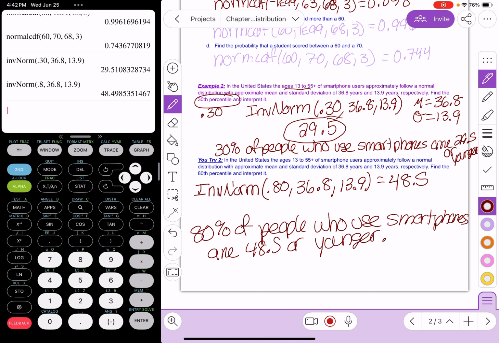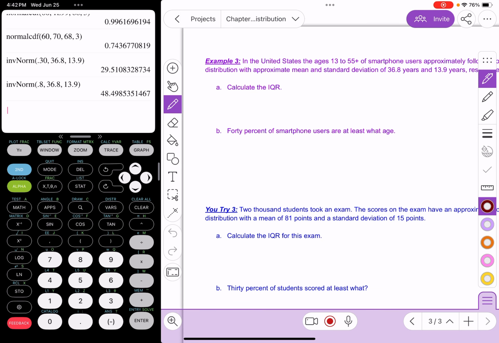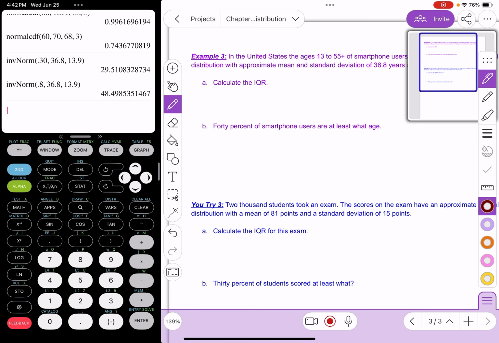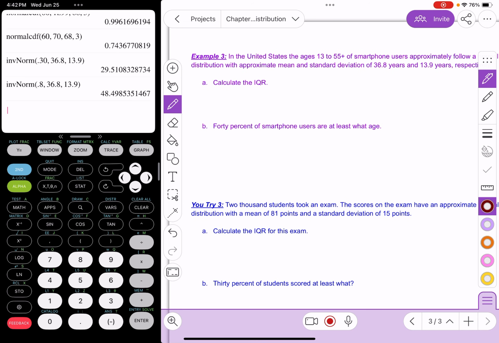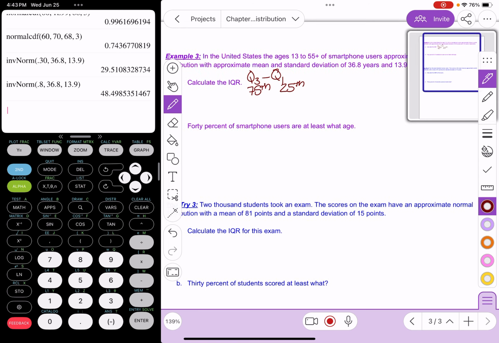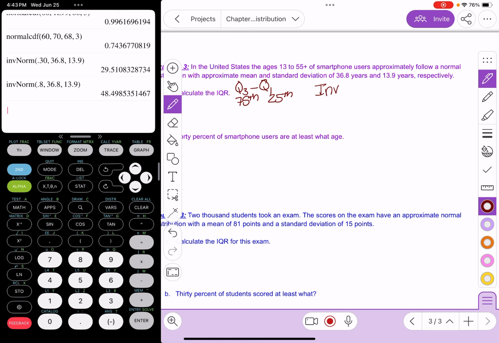All right. So let's look at this last set of things. So in the United States, same information, calculate the IQR. So the IQR is quartile 3 minus quartile 1. So in order to find those, you have to figure out what those are. So quartile 3 is the 75th percentile. Quartile 1 is the 25th percentile. So we're going to do inverse norm for both of those.